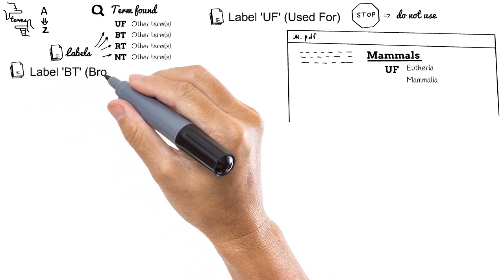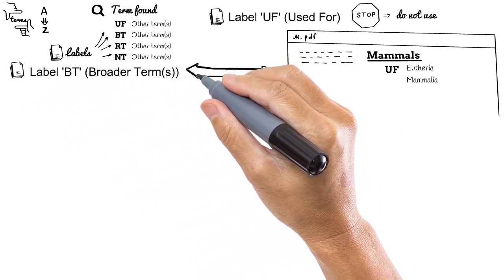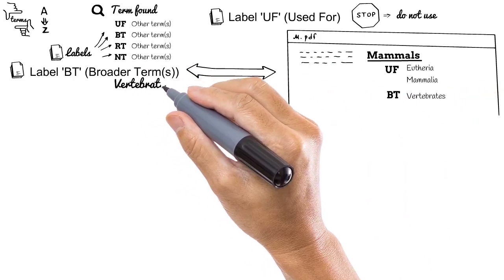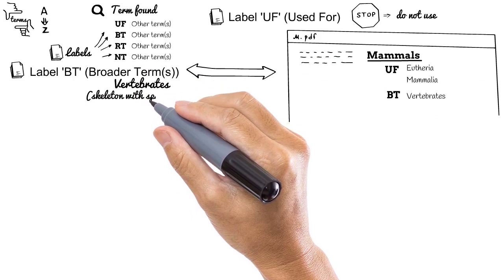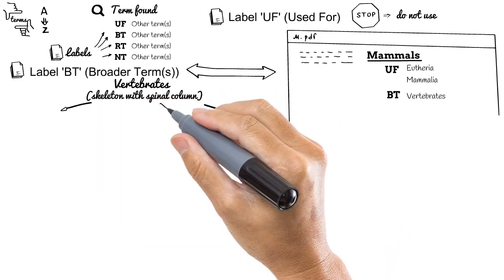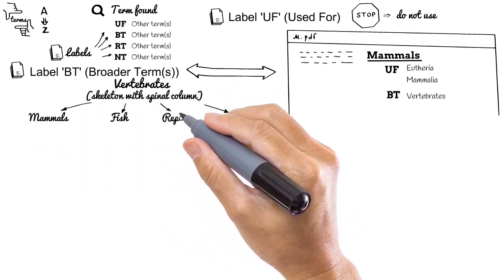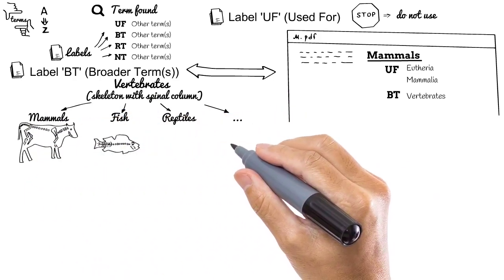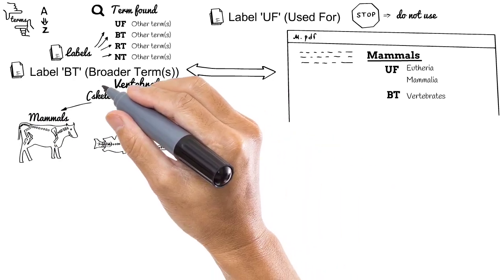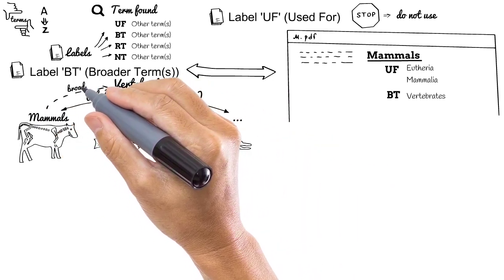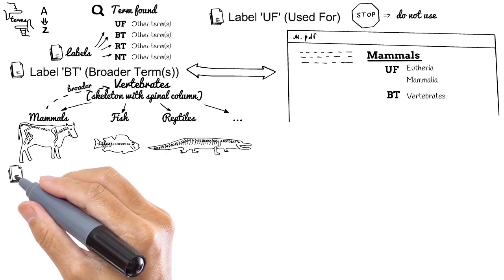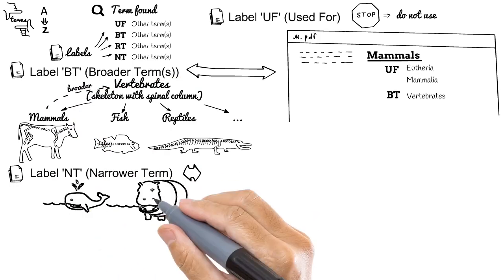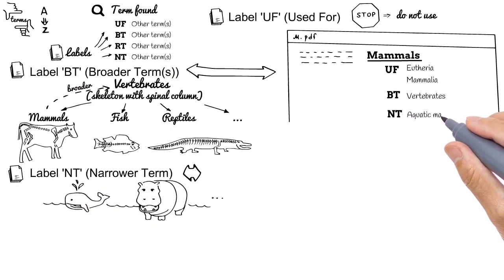BT label means broader term. For example, broader term for mammals is vertebrates. Vertebrates are animals which have specific skeleton type with spinal column. Mammals is just one out of few vertebrates, including mammals, fish, reptiles. Therefore, vertebrates is a broader term for mammals. NT label means narrower term. An example here will be aquatic mammal as the narrower term for mammals.